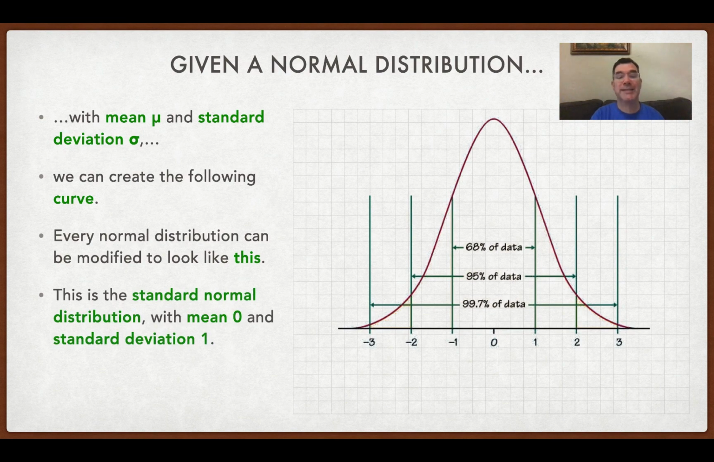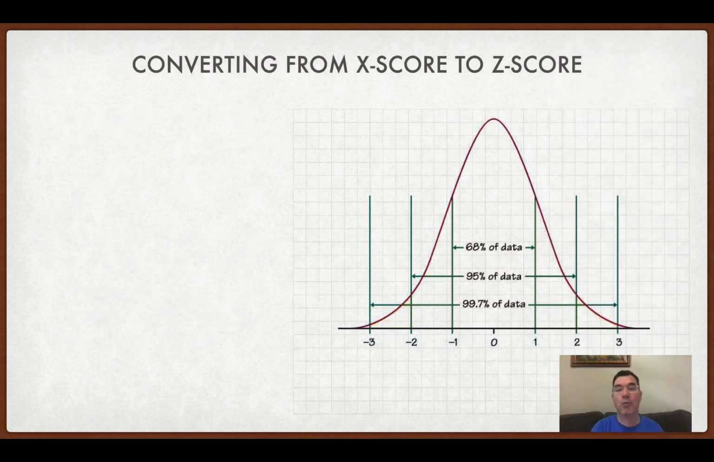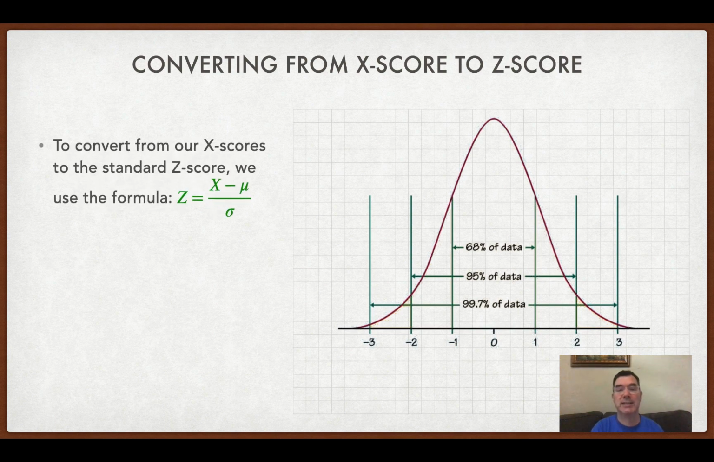So this is what's called the standard normal distribution, and I need a way to convert from my distribution to this distribution or back and forth between the two. But this standard normal distribution has a mean of 0 and a standard deviation of 1. So let's talk about how to convert between my distribution and this distribution.